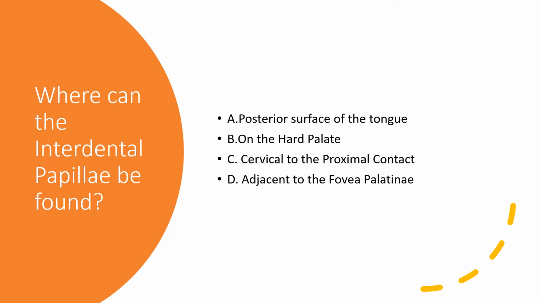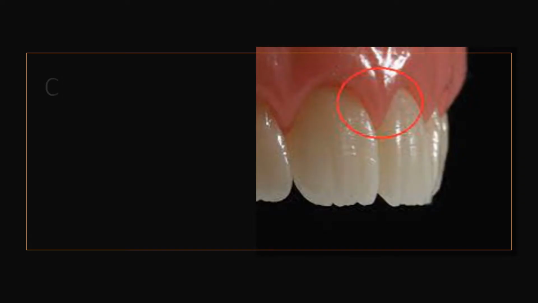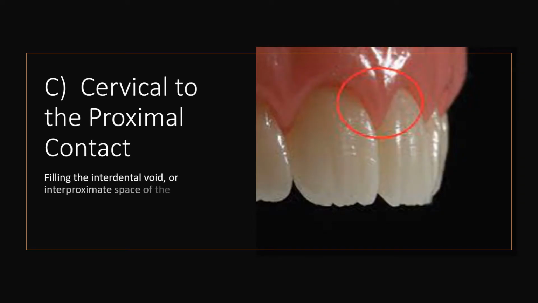So the first question is, where can the interdental papillae be found? The interdental papillae can either be found on the posterior surface of the tongue, on the hard palate, cervical to the proximal contact, or adjacent to the foveae palatinae. So the right answer: the interdental papillae can usually be found cervical to the proximal contact.